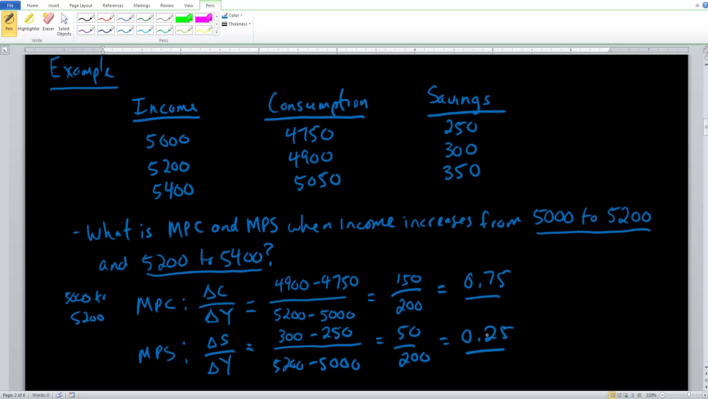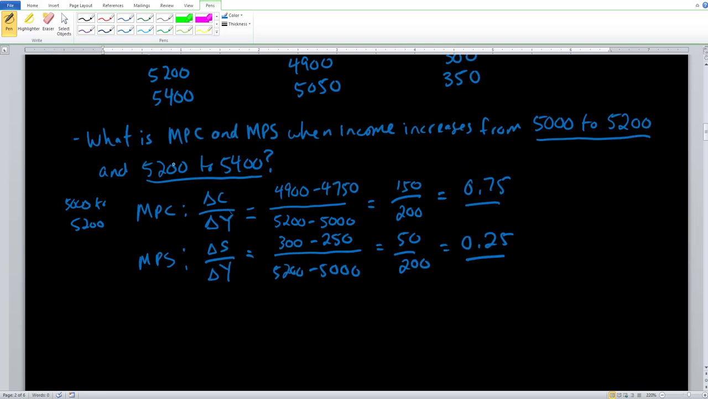So do you think things are going to change with these two numbers with our second question as we change our income from 5,200 to 5,400? Remember that APC and APS changed as our income increases. But what is going to happen with MPC and MPS? Let's go ahead and mathematically take a look at this. So we go from 5,200 to 5,400 now. Once again, find MPC and then MPS.